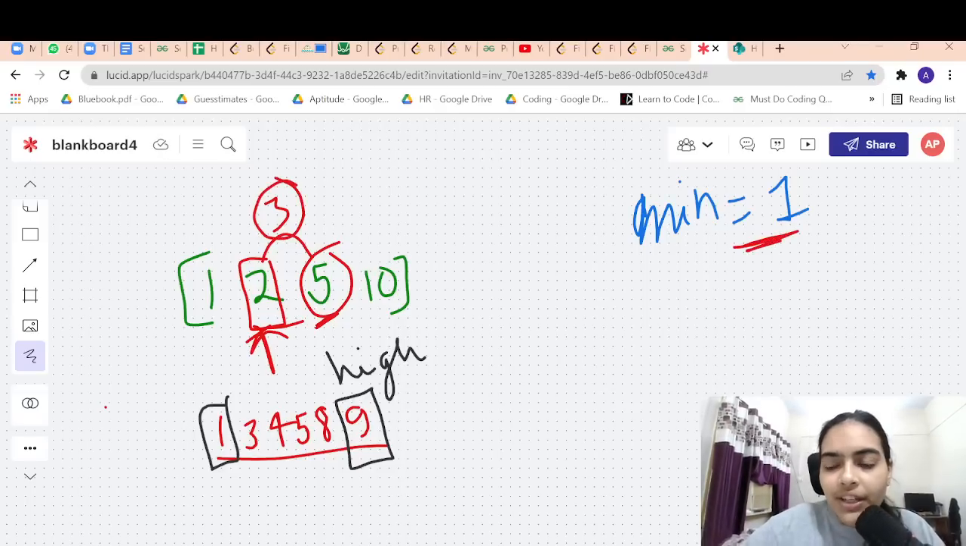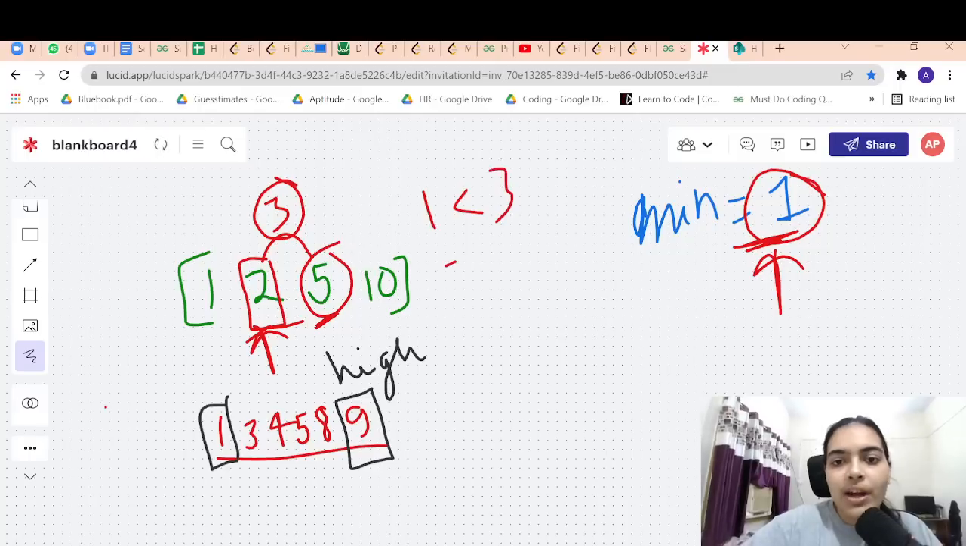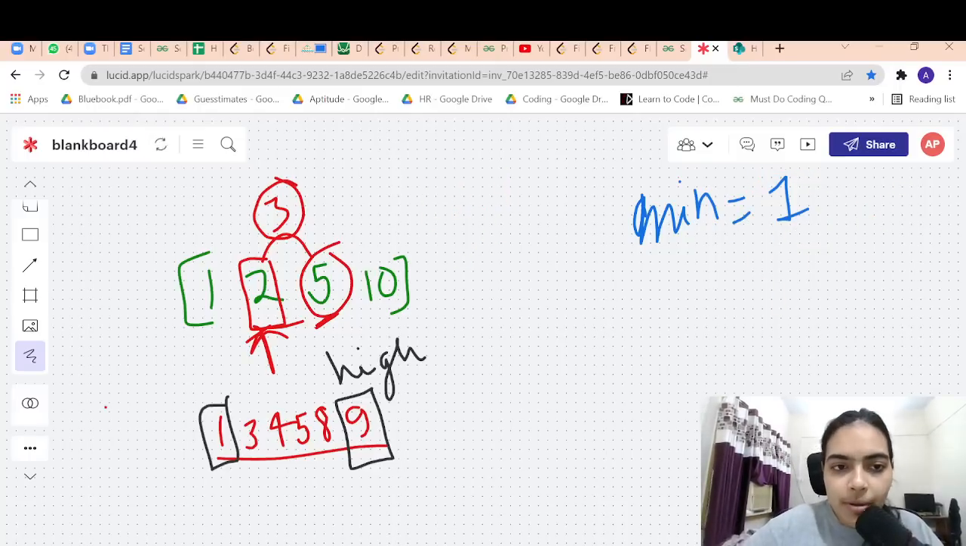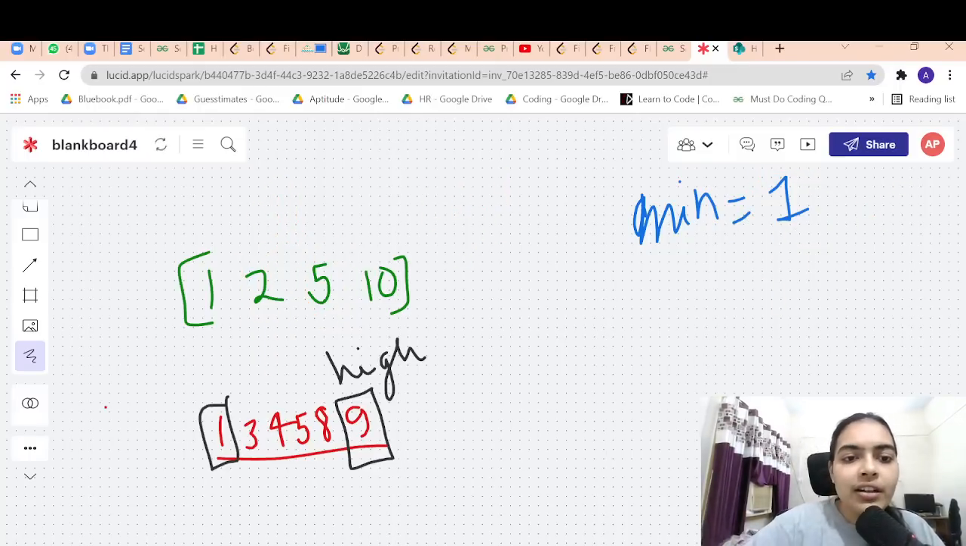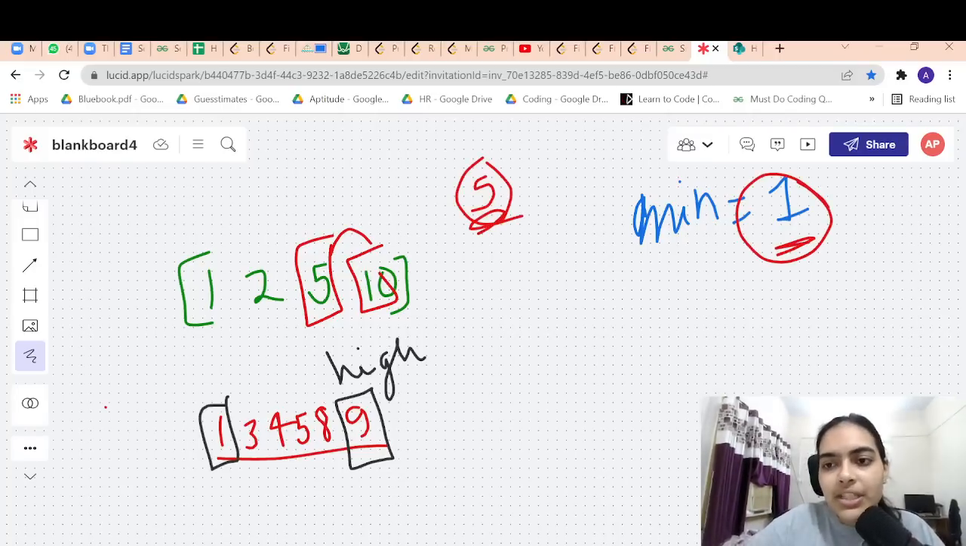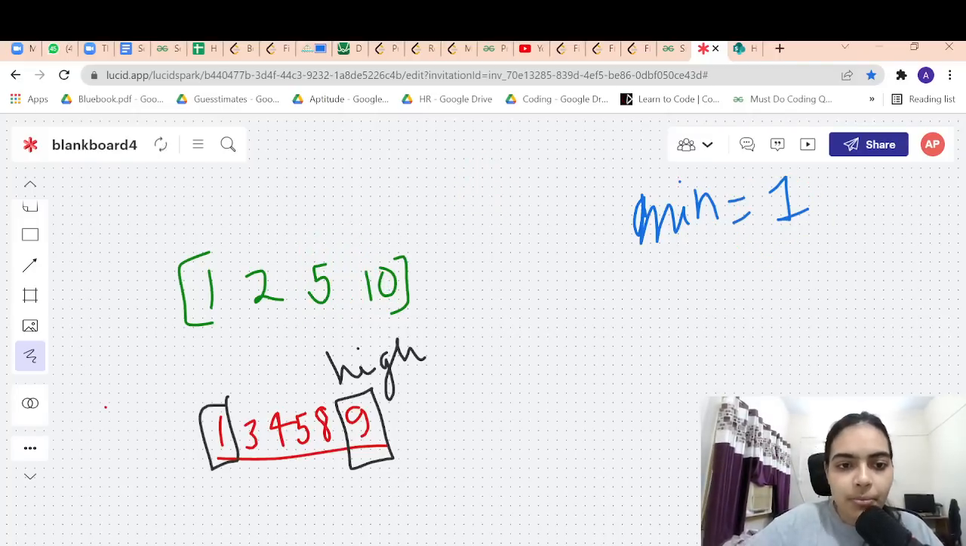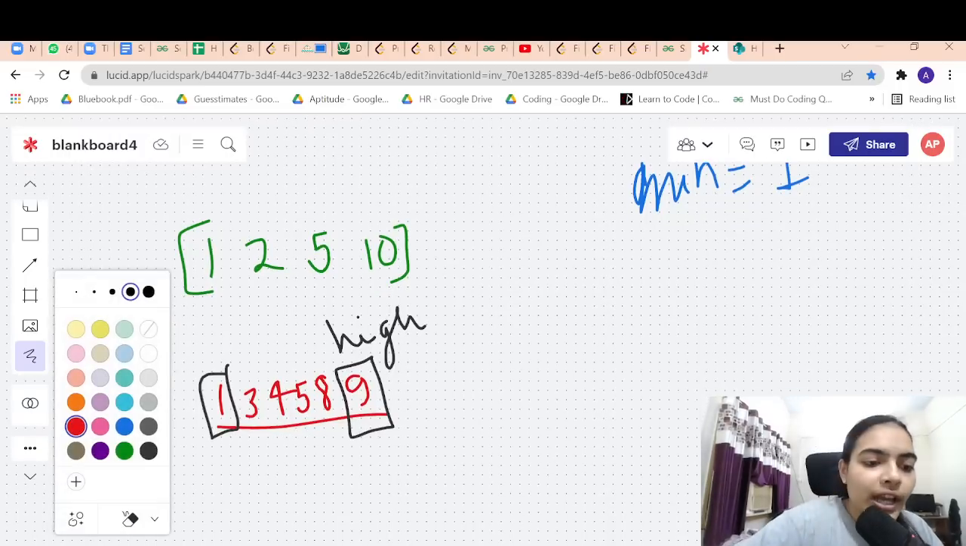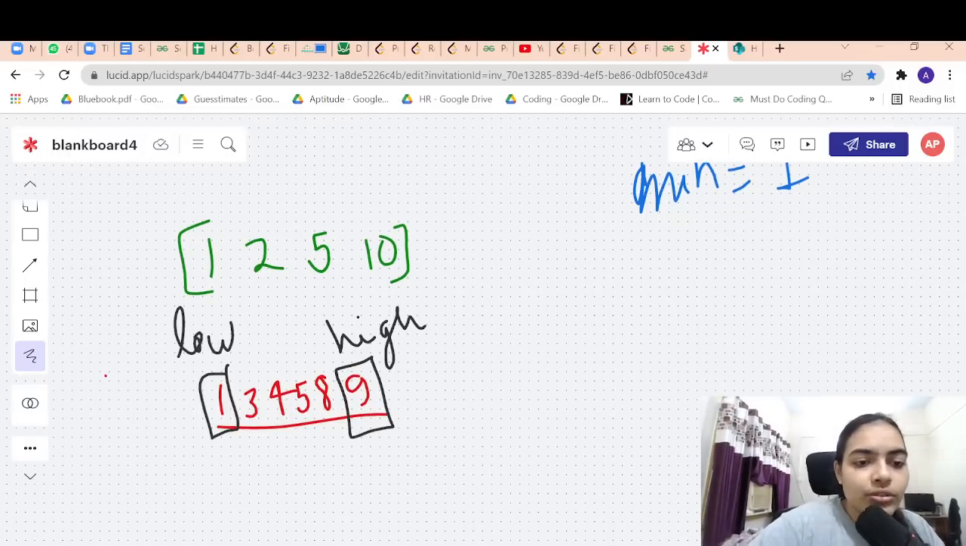So we will check with our candidate. We compare 1 with 3. 1 is less than 3, so till now the global minimum is 1. Next we will check these 2 adjacent numbers, 5 and 10. The difference between 5 and 10 is 5. We will again compare with the minimum. Our minimum is equal to 1, so 1 will remain our minimum. Okay, so now we know the highest and lowest possible values.